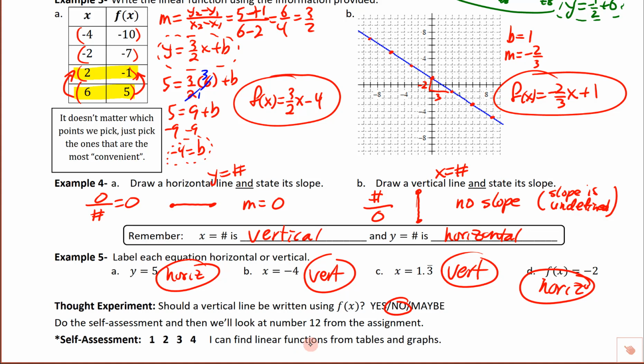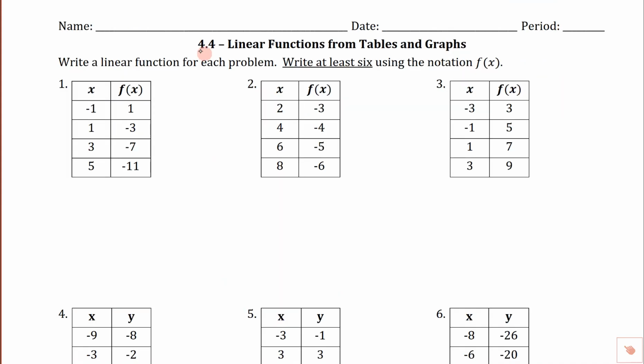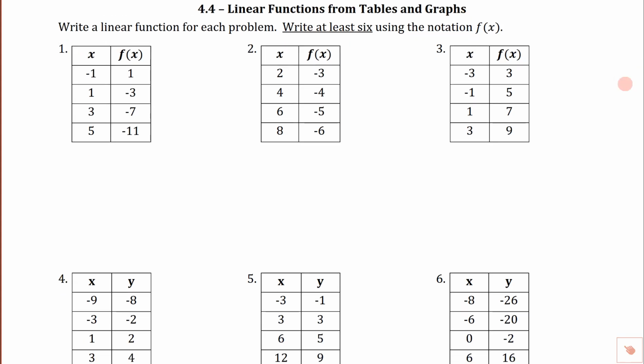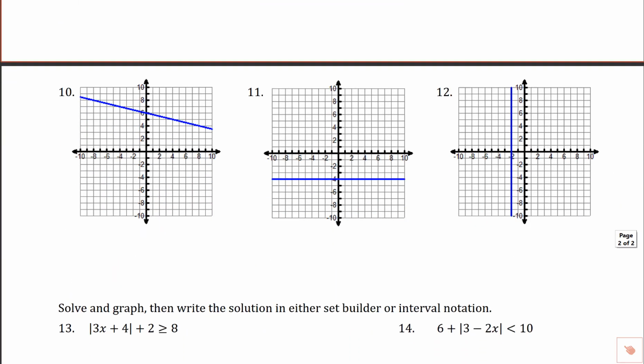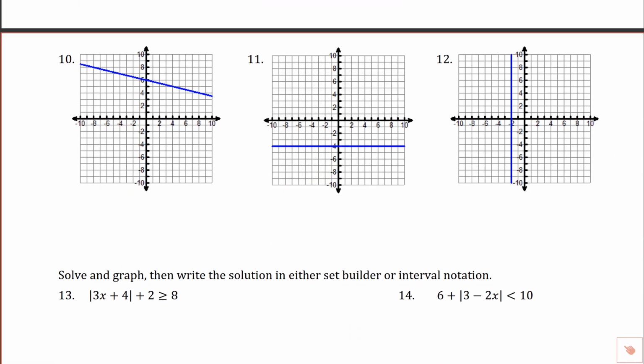from the assignment. So we've got the practice assignment up for 4.4. The instructions on this say write a linear function for each problem and write at least 6 of them using function notation. So you don't have to use function notation on every single one of them. You don't have to write f of x, but you need to do it on at least 6 of them, kind of like we're showing in the assignment. But take a look at number 12. Take a look at what that is. Vertical line, so we can't use function notation on that. So remember, vertical line, is that an x equals or a y equals? Go ahead and write that down, and you've already got one done on the assignment. Good luck.